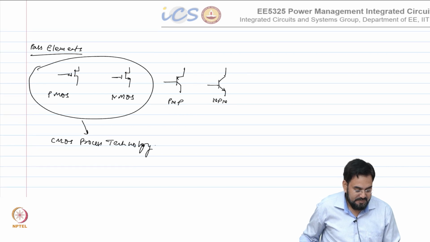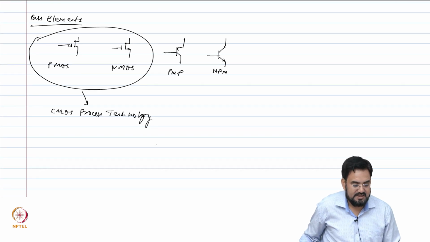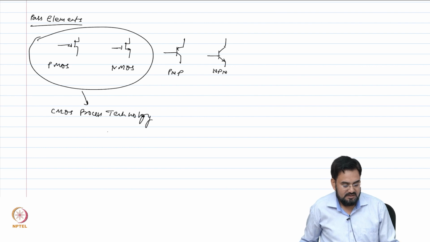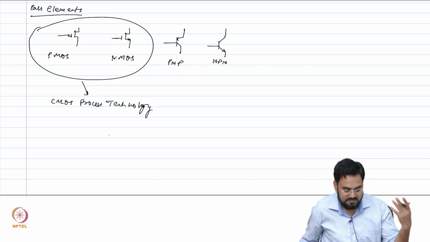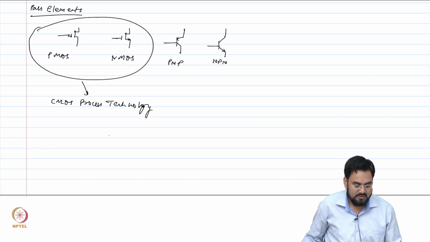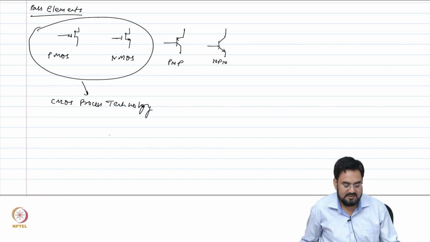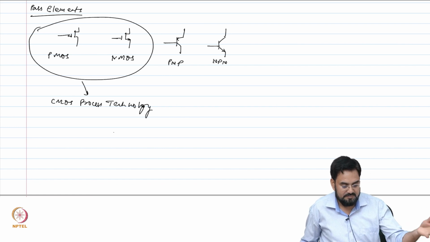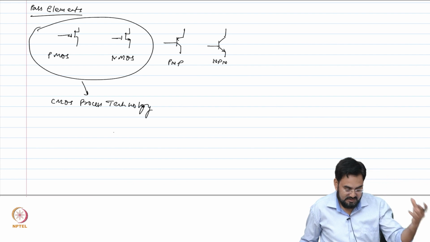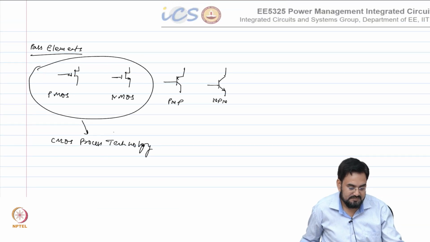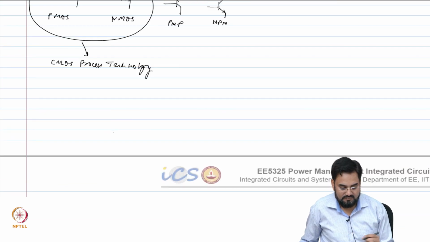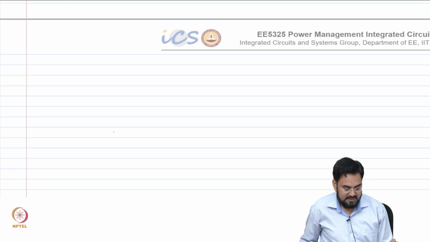And PMOS is the most commonly used pass element, and we will come to that. There are some places where we use NMOS also. Both have their own advantages and disadvantages. So, we will talk about PMOS LDOs and NMOS LDOs both. Okay.